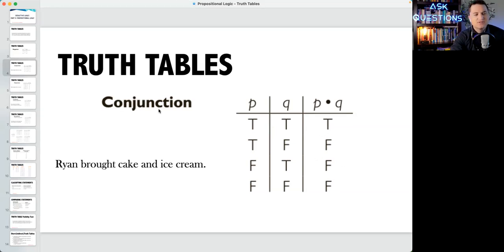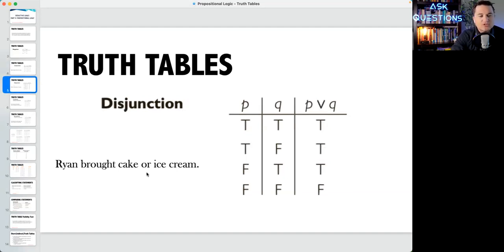Yeah, so that's the truth table for conjunctions. Suppose we change one word in the sentence. We change the "and" to an "or." And remember, I said it's perfectly fine to think of "or" in terms of the phrase "at least one," or "at least one of the following." So if I brought cake or ice cream, I brought at least one of these things, maybe both.